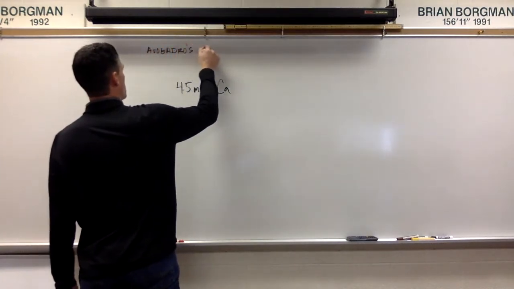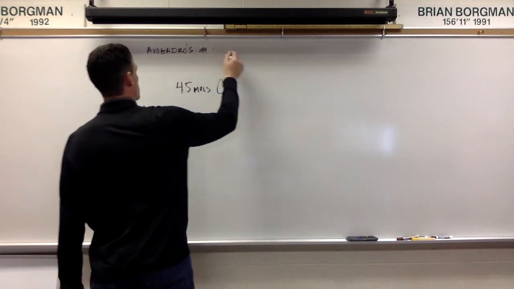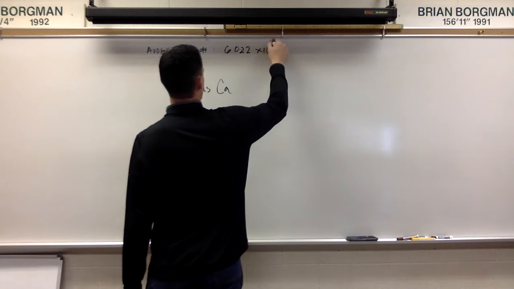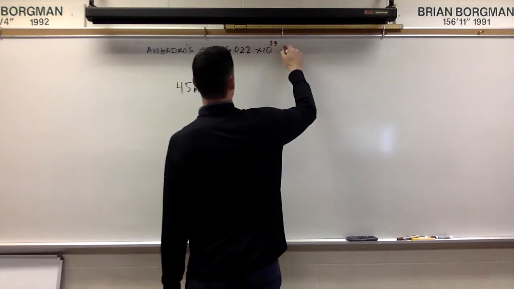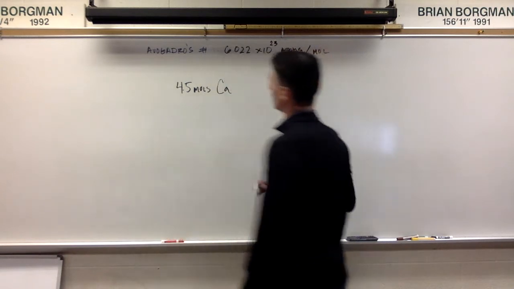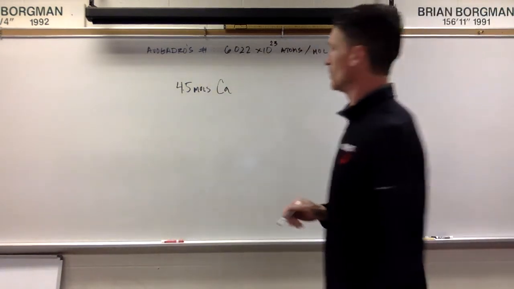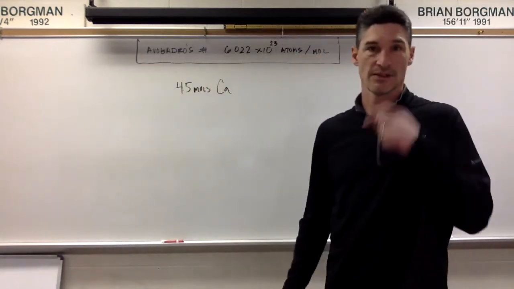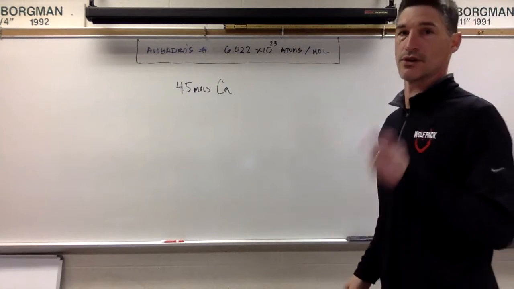Avogadro's number, 6.022 times 10 to the 23rd atoms per mole. Okay, so that's the number we're going to use to solve all these problems. 6.022 times 10 to the 23rd atoms in a mole.